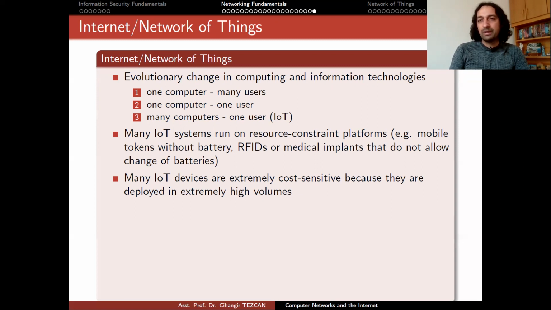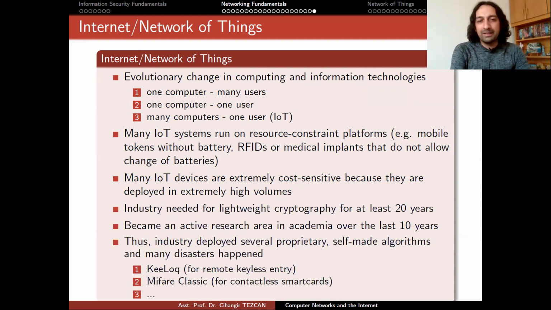Since they do not allow change of batteries, they have to be secure, and you don't want to perform surgery again and again to change the device and so on. Many IoT devices are extremely cost sensitive because they are deployed in extremely high volumes. For this reason, most of the time security is overlooked, because this way you eliminate a lot of parts of the chip, so it becomes cheaper. Industry has needed lightweight cryptography for this kind of small device for at least 20 years, even with the invention of smart cards and so on. But it became an active research area in academia only over the last 10 years.